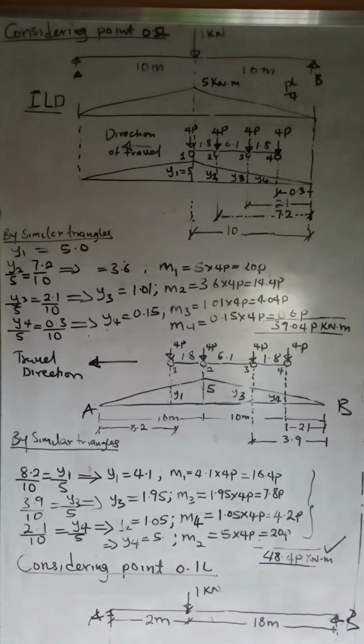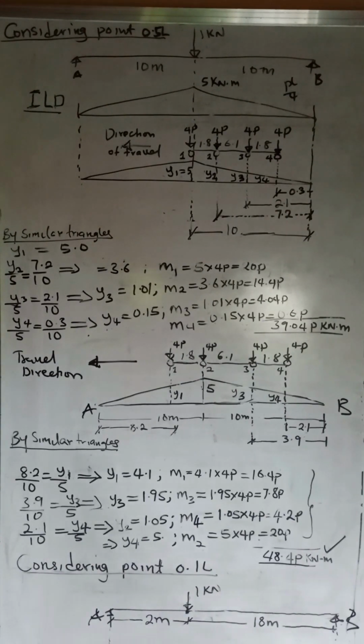We are considering 2 points. We are considering point 0.5 L along the beam. We are considering point 0.1 L along the beam, and we also consider point 0.3 L along the beam. Now, the beam in consideration is a beam of span 20 meters. So if our span L is 20 meters, we are going to consider the first point, which is the midspan of the beam, the point 10 meters, which is 0.5 L.